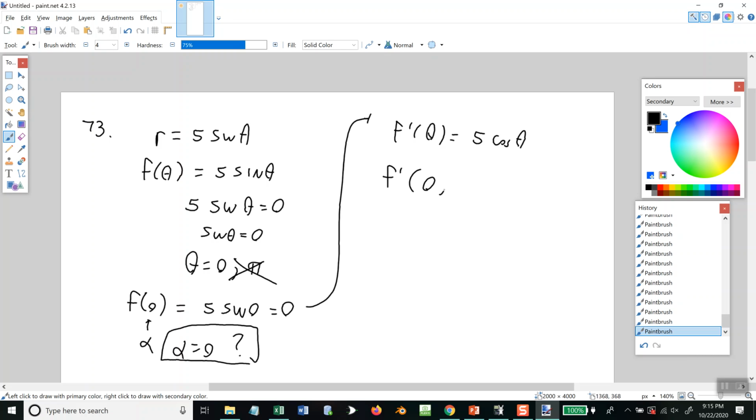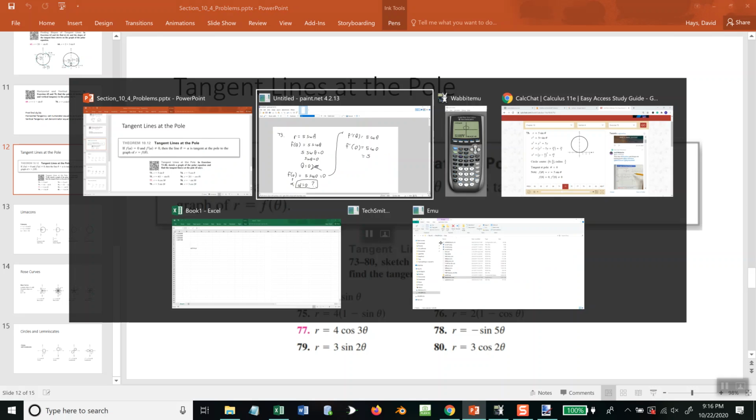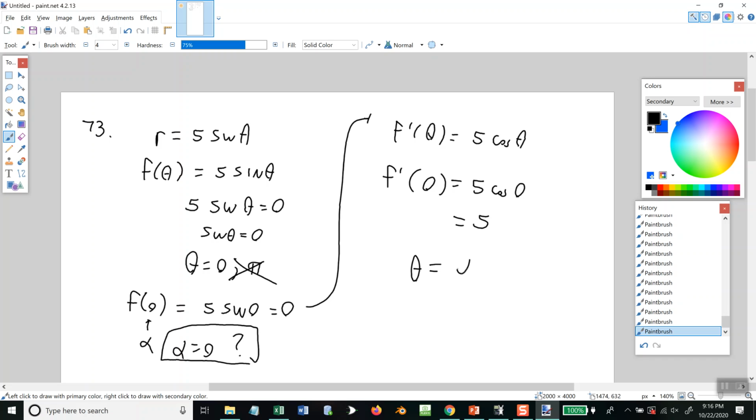So if I come up here and I plug 0 in, I get 5 cosine of 0. Cosine of 0 is 1, times 5 is 5. The question becomes, is that not equal to 0? It is, isn't it? So that meets the criteria. Then that says that the line theta equals alpha is tangent at the pole. So theta equals 0 will be our answer. And you can look in the book and read about the poles and so forth.